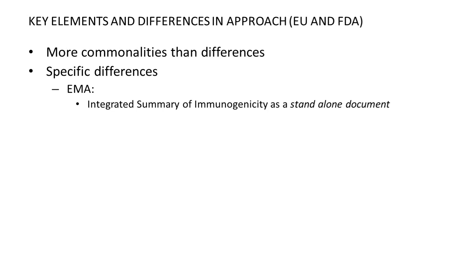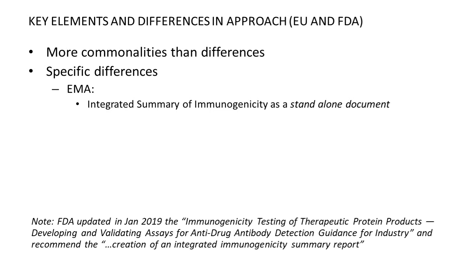The specific difference is, as I mentioned, that the European agency is for now requesting or expecting an integrated summary of immunogenicity as a standalone document. Even though the FDA has not yet, as of the guidelines in 2017, requested it or expected it, all of the elements in the integrated summary of immunogenicity that the EMA is expecting are also expected by the FDA.